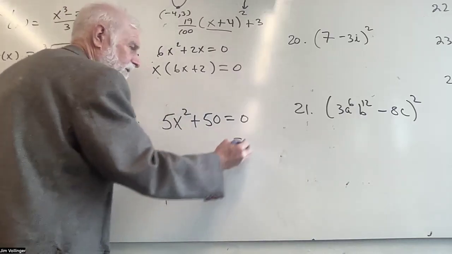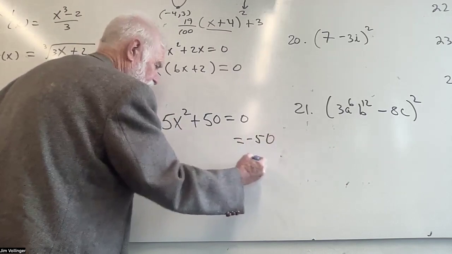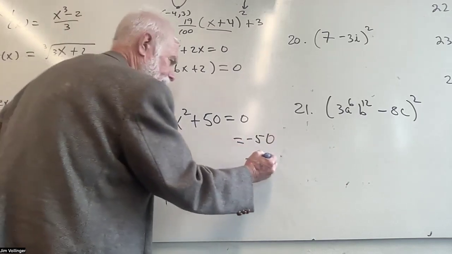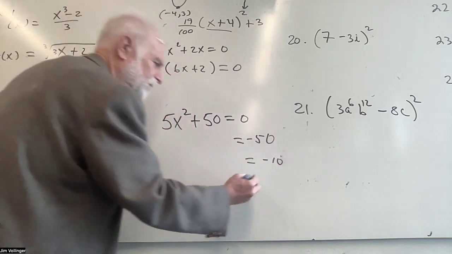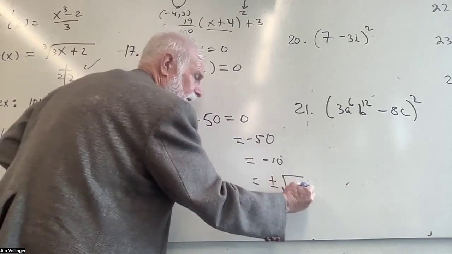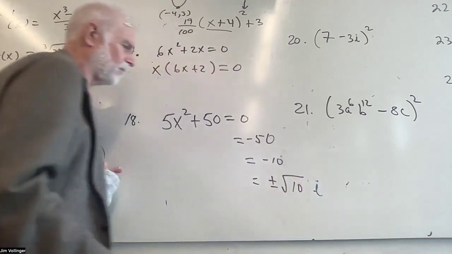5x squared equals minus 50, divided by 5 is minus 10. Doing the plus minus square root, plus minus square root of a negative means you're putting i on the outside of the radical.